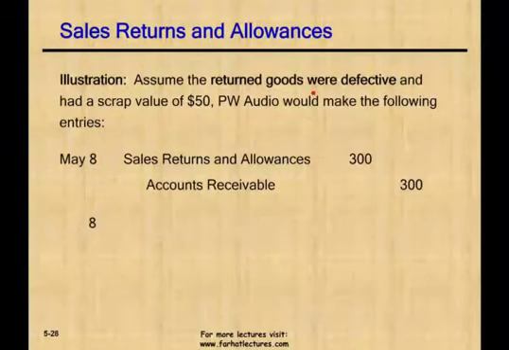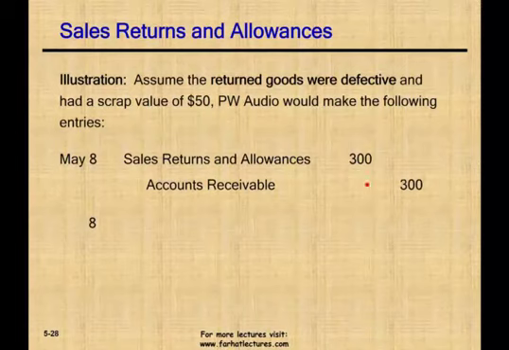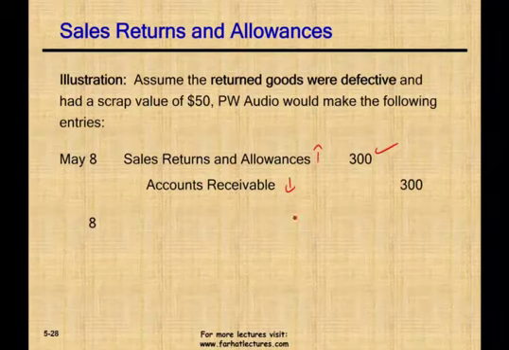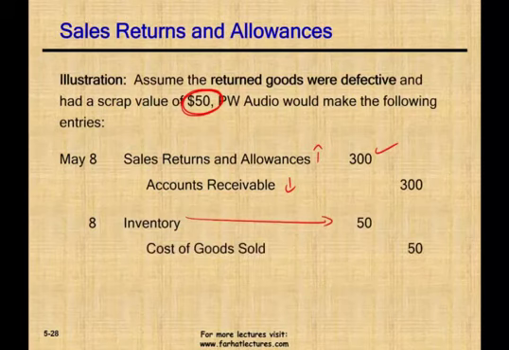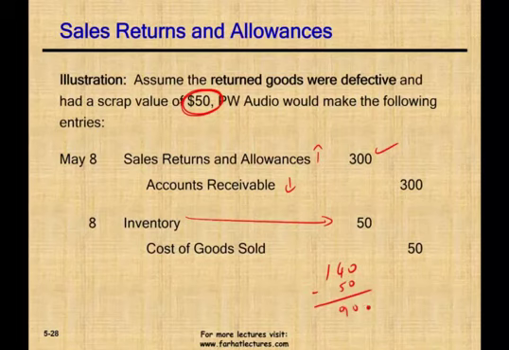Assume the returns were defective and had a scrap value of $50. Now they gave it back to us, but they were damaged. We still have to debit sales returns and allowances $300, and credit the receivable $300. Basically, increase sales returns and allowances, reduce the receivable. However, whatever they return to us is only worth $50 now. Although we paid $140, it's now worth $50. So we put it back in inventory at $50. Basically, we took a loss, and we credit cost of goods sold only $50. Remember, originally it cost us $140, and now it's worth only $50. So we absorbed a loss of $90.